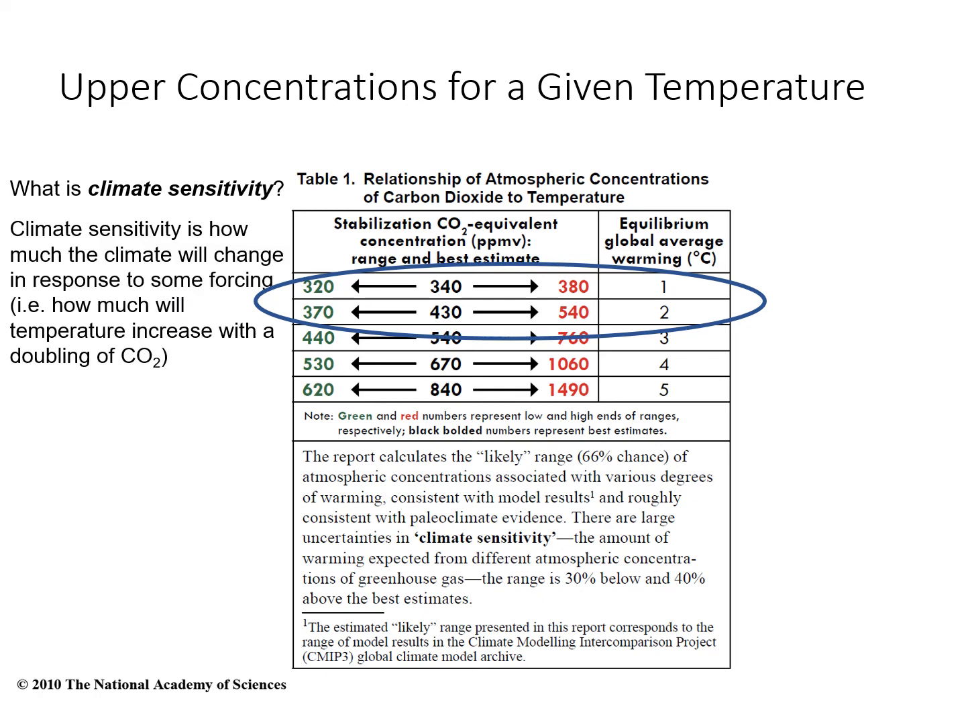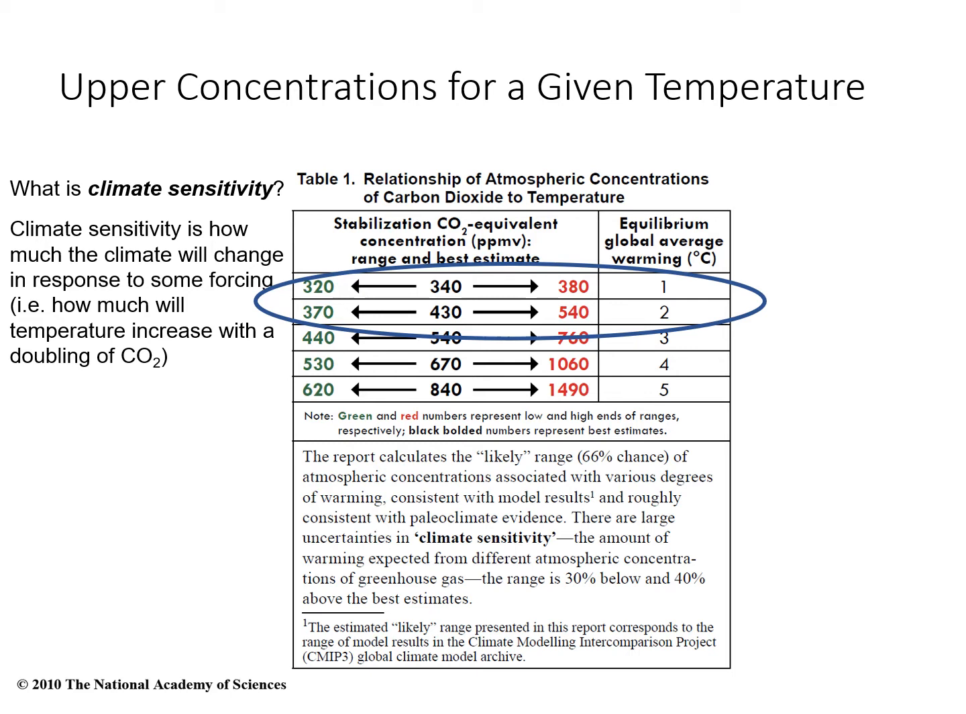Let's go back to inverse calculations. Important to inverse calculations is knowing the climate sensitivity to carbon dioxide forcing. Climate sensitivity is how responsive the climate system is to some forcing, for example, an increase in CO2. And we usually determine climate sensitivity for a doubling of carbon dioxide. Climate sensitivity is an area of uncertainty.